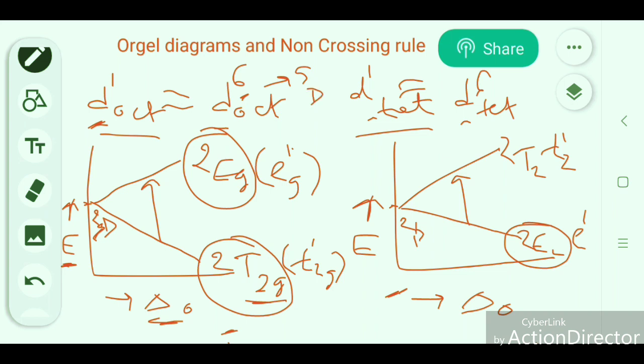So in the tetrahedral d1 complex, it is 2D. For d6, it will be 5D, and the multiplicity of these two terms will be different. For d6 octahedral and d6 tetrahedral, the rest of the Orgel diagrams will be similar, as we have already seen in the splitting pattern of the D term.